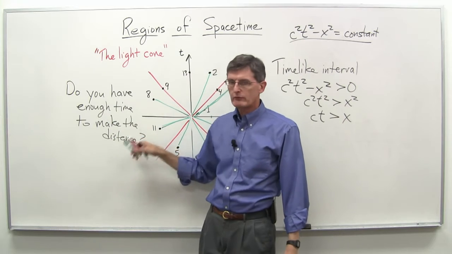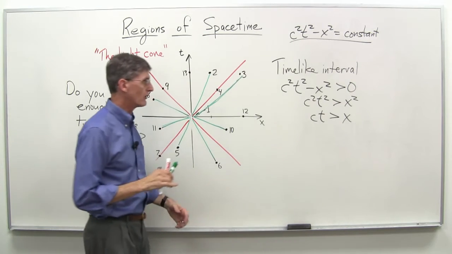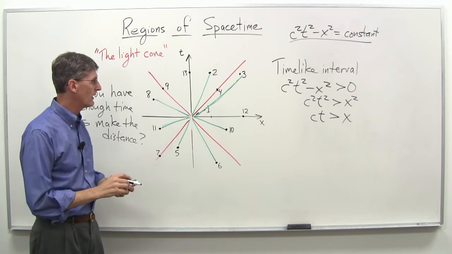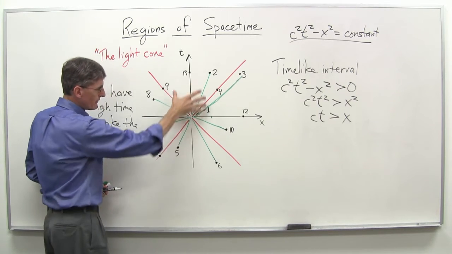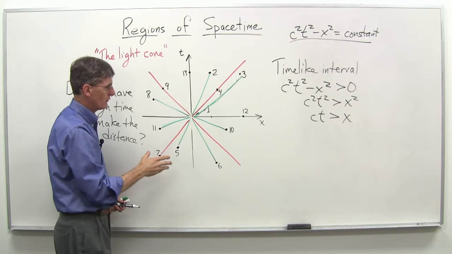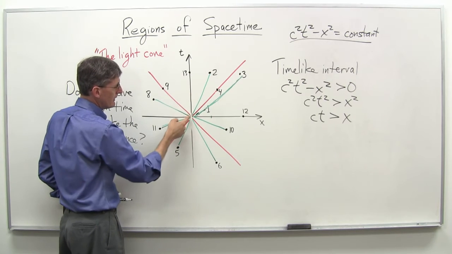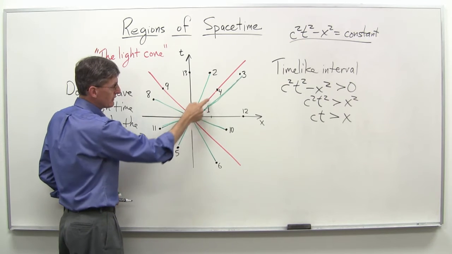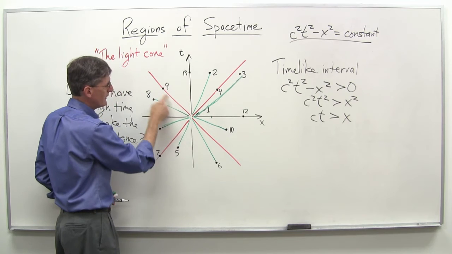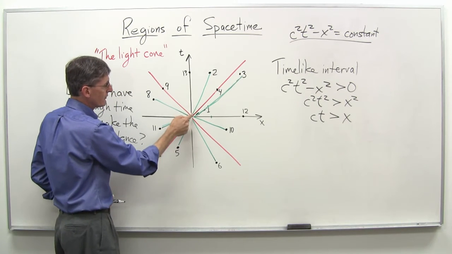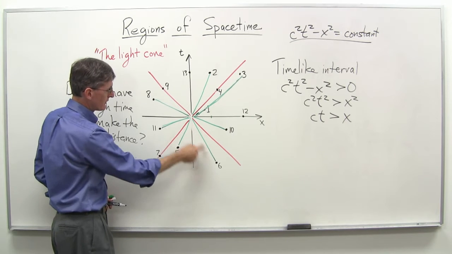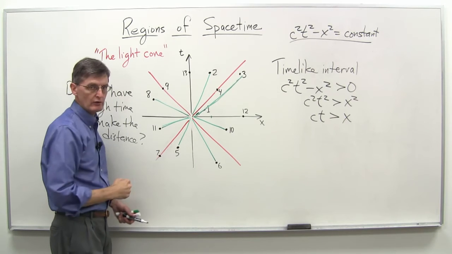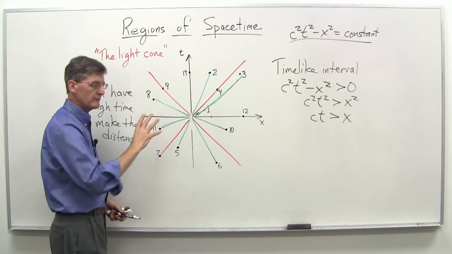I have enough time to make the distance in that case. And so that's called a time-like interval, and again is represented in a diagram when you have points within the light cone that you can travel to either at the speed of light to get to point 4 from point 1, or point 9 from point 1, or less than the speed of light to get from 1 to 2, or down here from 5 to 1, or 6 to 1, or 7 to 1 at the speed of light. Well, let me back up there.